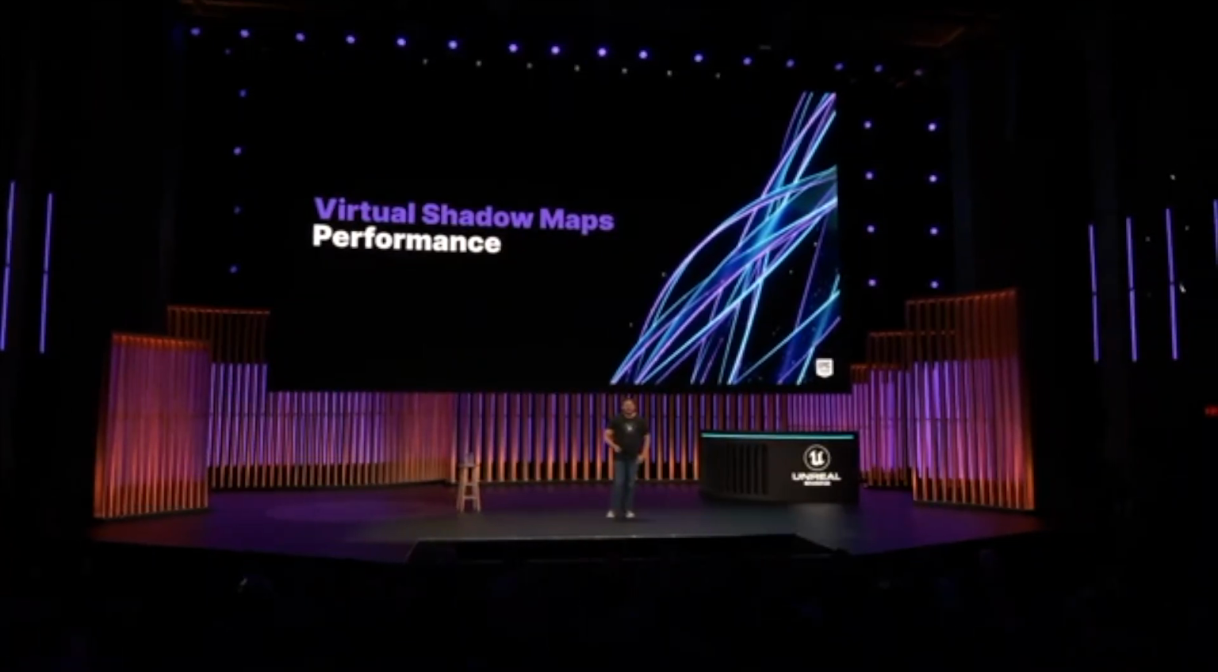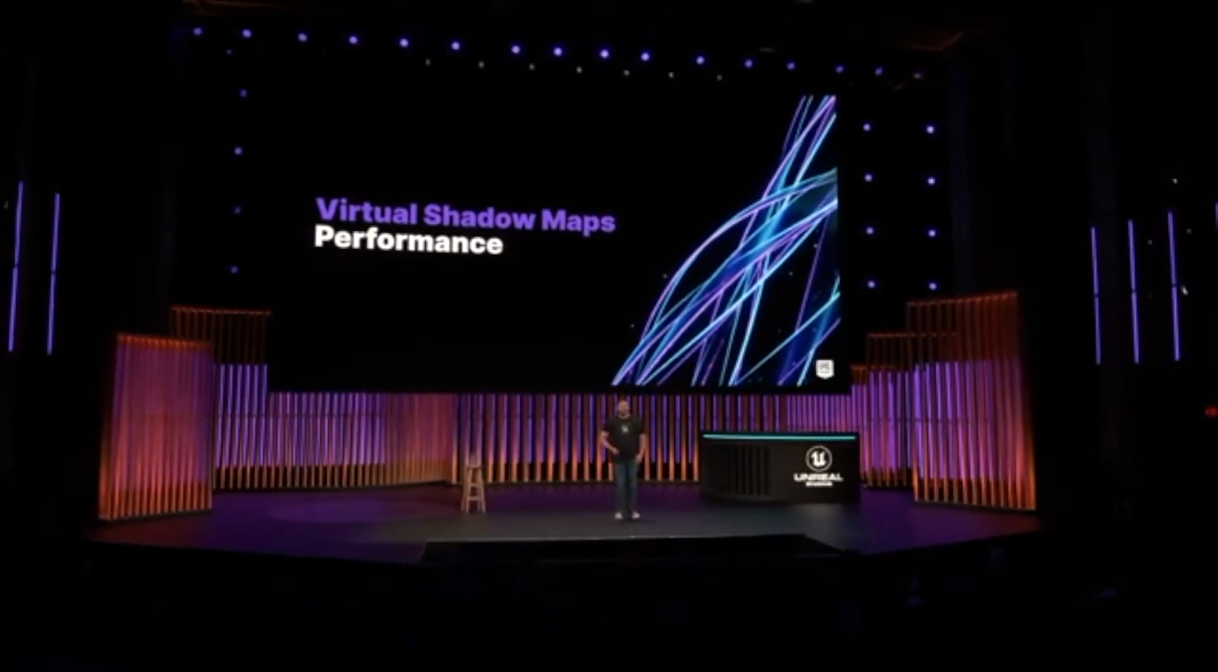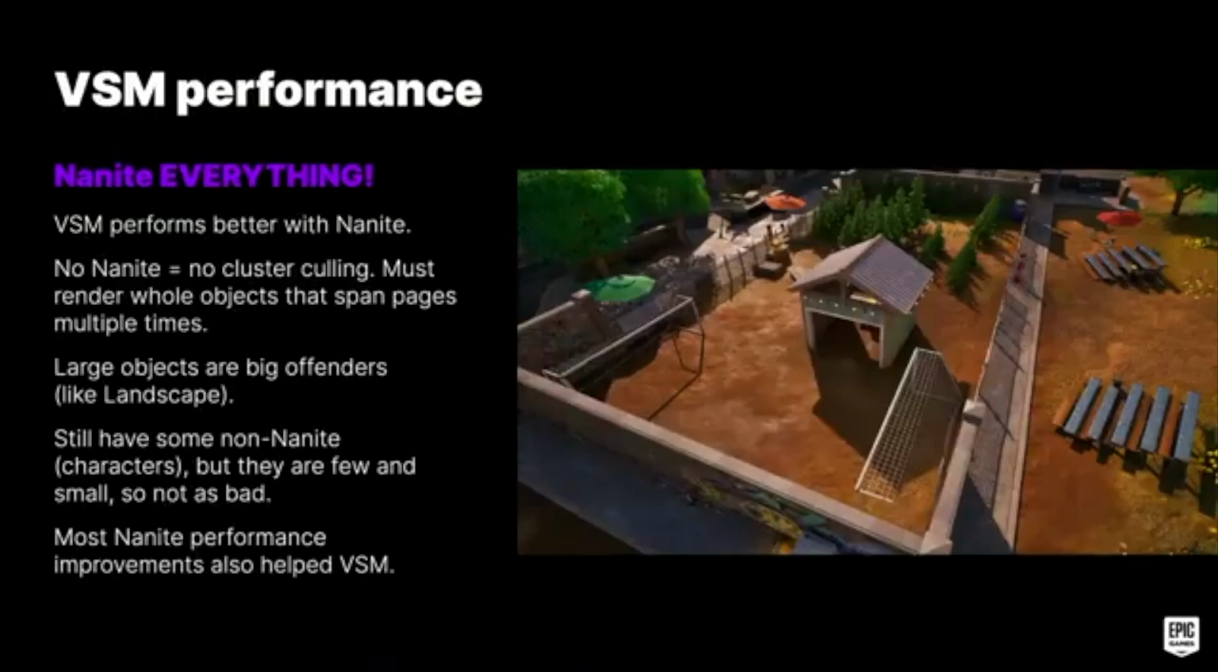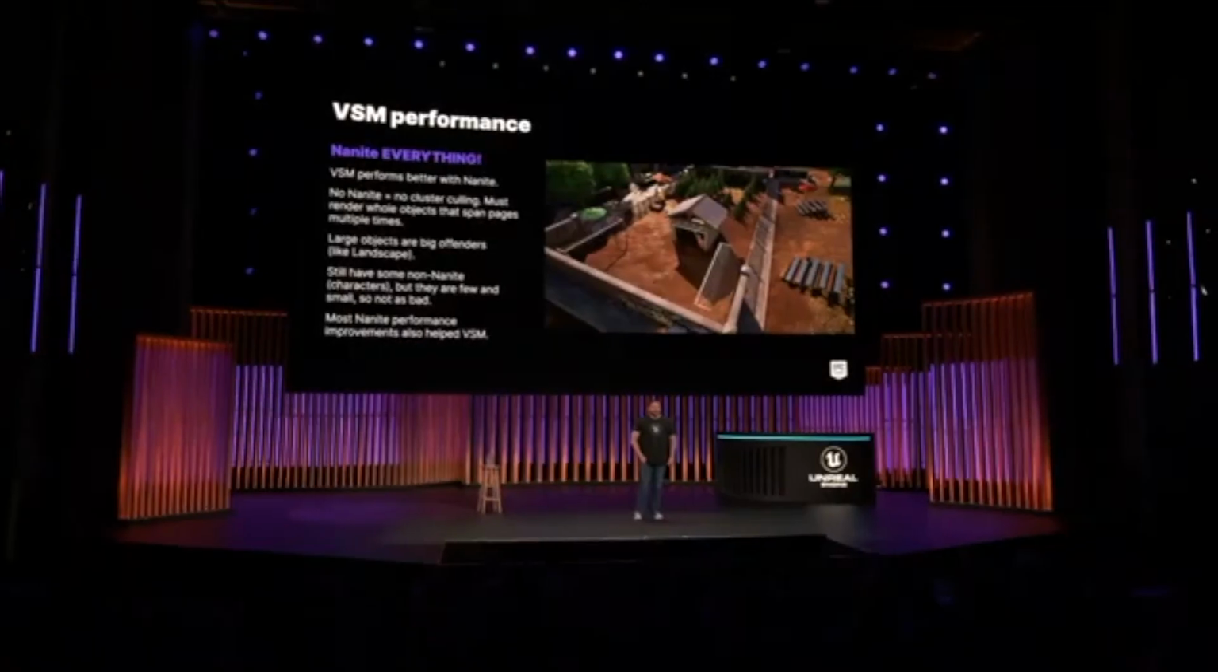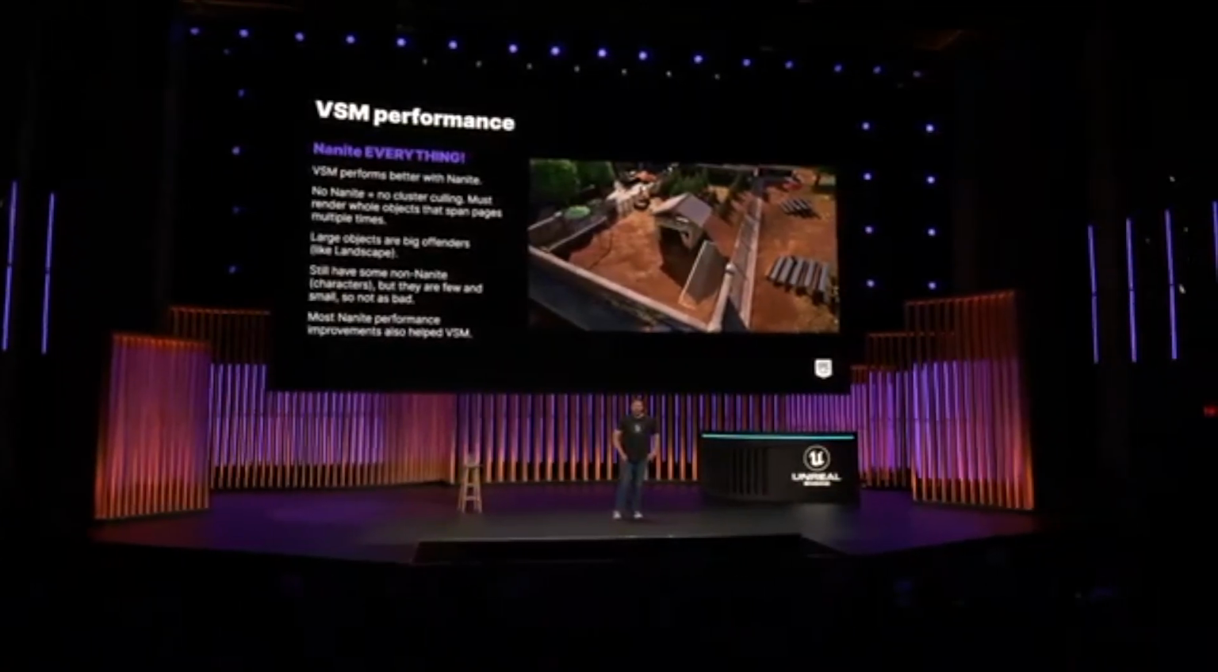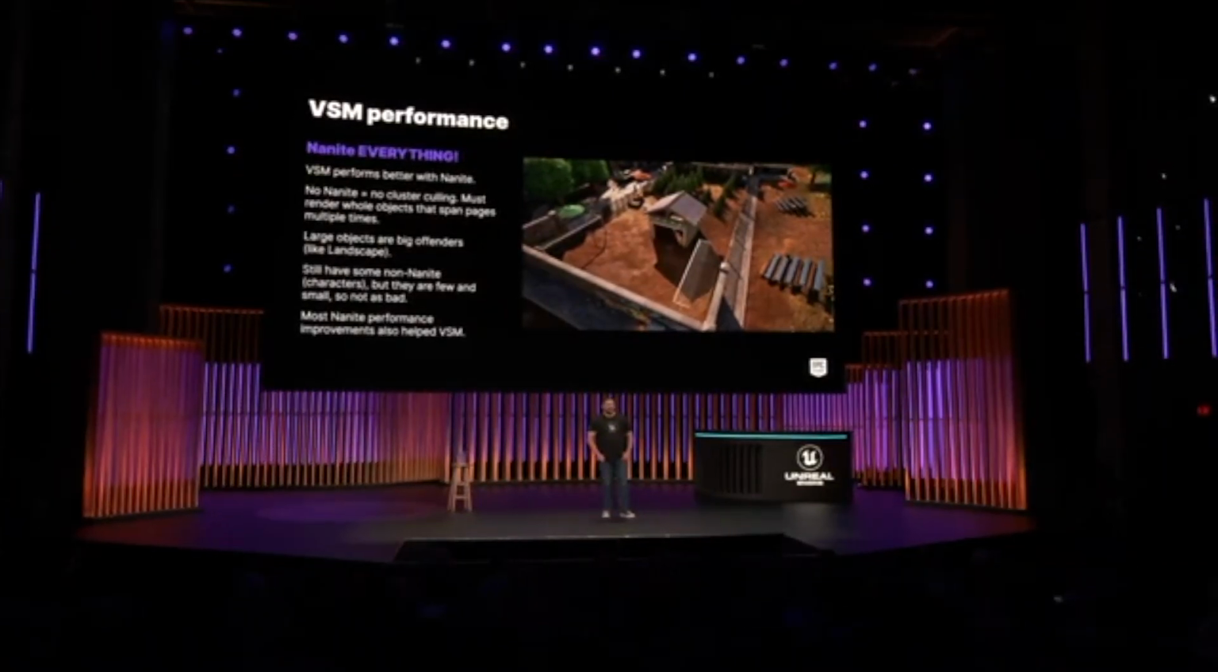Without the help of caching, pure rendering performance became paramount. We emphasized a few times now that nanite objects are a better fit for VSM performance. This is because non-nanite meshes lack cluster culling, so whole objects must render multiple times when spanning multiple VSM pages. Therefore, we found large non-nanite objects to be the most costly. As I mentioned, landscape was a big offender. We still have some non-nanite objects in-game, mostly characters, but they are few and small, so not as bad for performance. Since we converted so much of the scene to nanite, any nanite performance improvements in turn usually helped VSM performance as well.